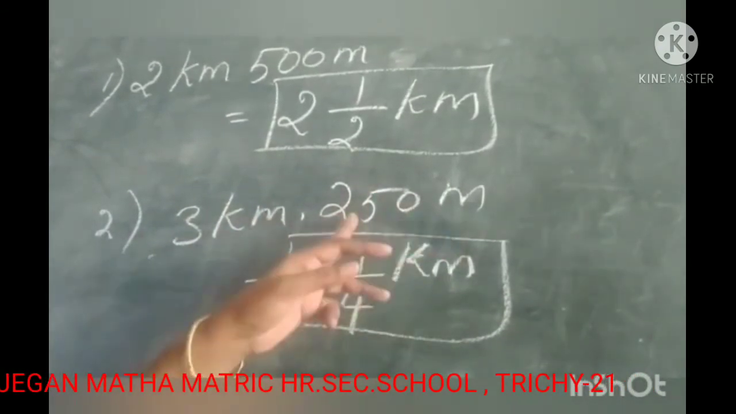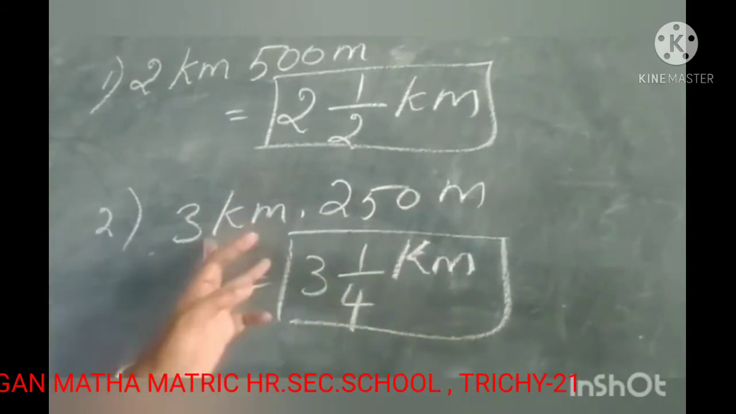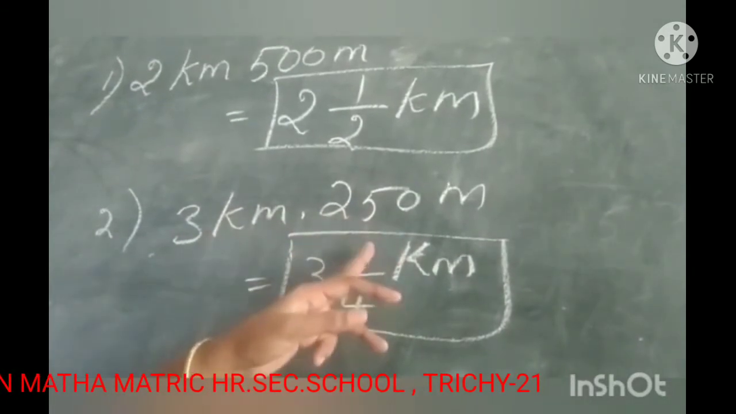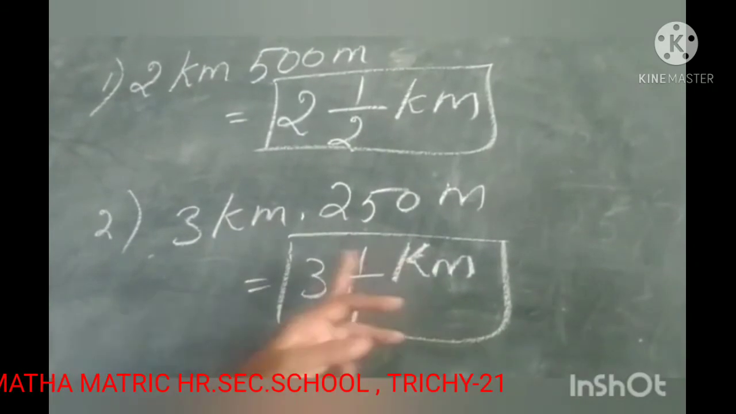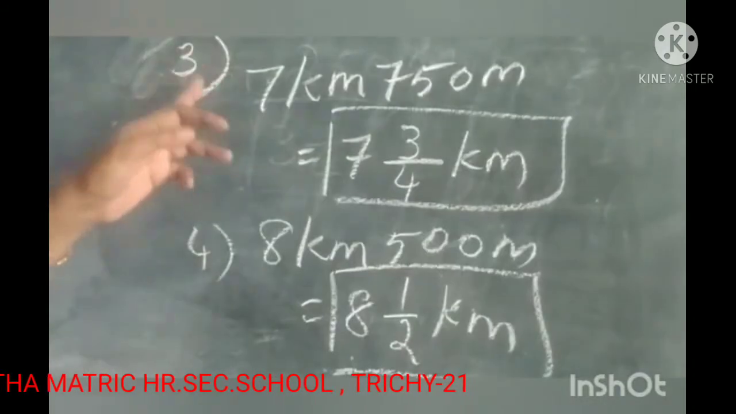250 meter can be converted to 1 by 4 kilometer. So you can join everything: 3 kilometer and 250, instead of 250 you can put the 1 by 4. 3 1 by 4 kilometer. The final answer is 3 1 by 4 kilometer. Is it clear? Now let us see the third sum.